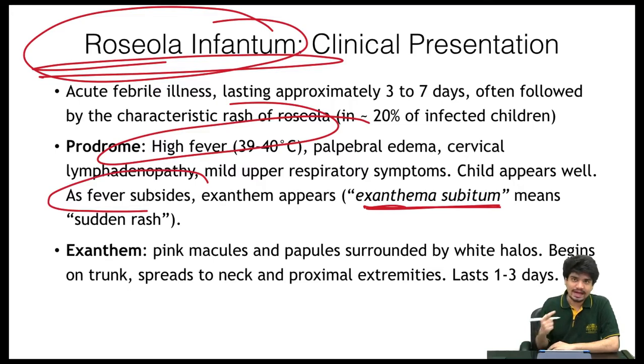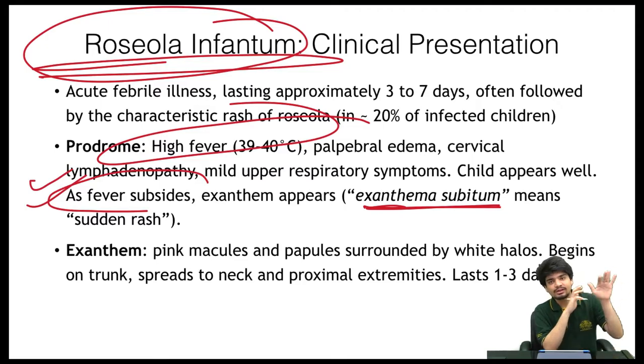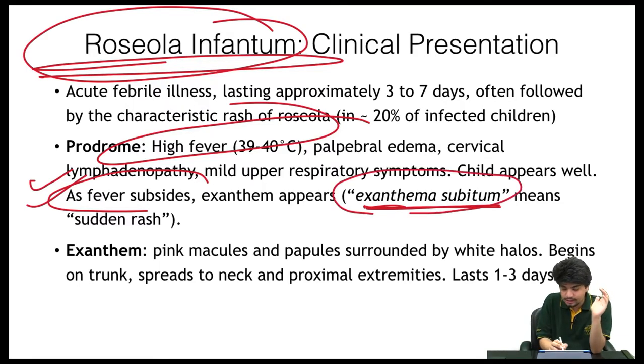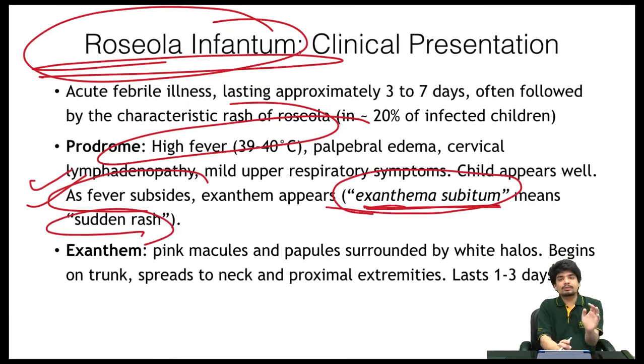Most characteristically, the rash tends to appear after the fever has subsided. That is, when the rash is there, the fever is not there. In most other illnesses, when the rash is there, the fever is in the subsiding phase, but the fever is still there. In this case, the fever has mostly subsided, and that's why it's called Exanthema subitum, because it essentially means a sudden rash. The parents or the clinician might believe that the fever has subsided and the child is fine, but suddenly the rash will appear.